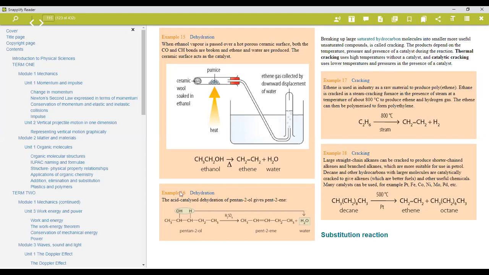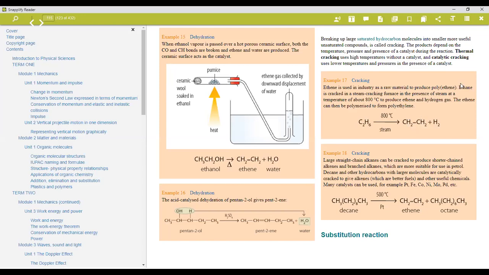Guys, these are things that you must bear in mind. The thermal cracking uses high temperature, no catalyst. The catalytic cracking uses low temperature and pressure in the presence of a catalyst. So when we look at this example here, it says ethene is used in industry as a raw material to produce polyethylene. Okay, polyethylene. But here we said polyethylene so that you understand that we have ethene already in here.